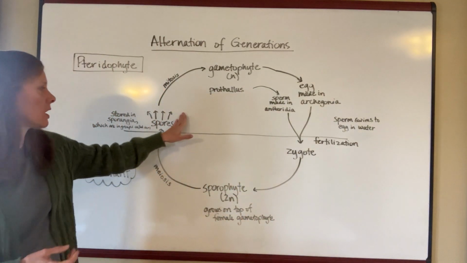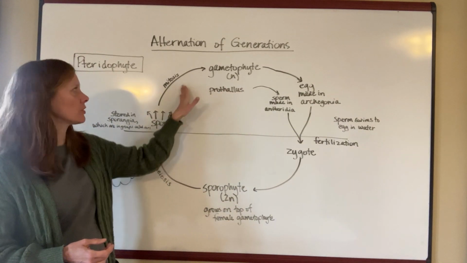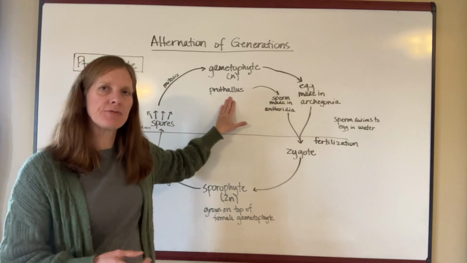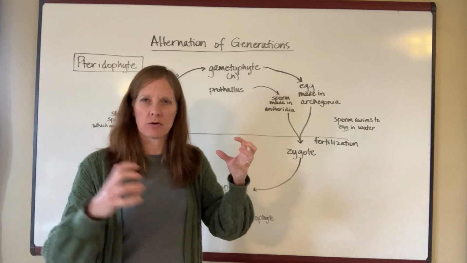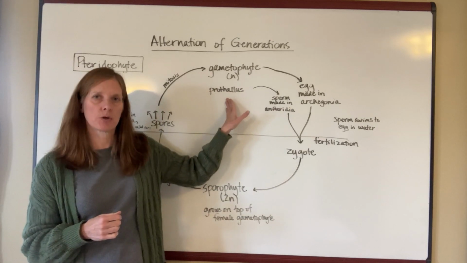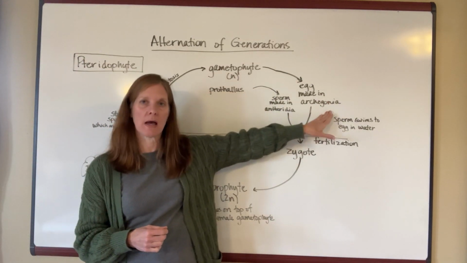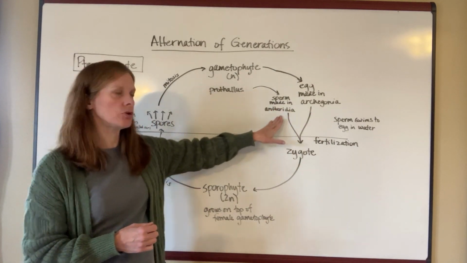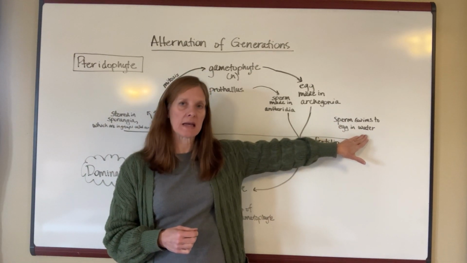So when the spores are released, and remember, they're the haploid generation, they're going to go through mitosis. The spores produce what's called a prothallus. If you remember in the bryophytes, we had one type of little plant structure that was male and another type of little plant structure that was female. But in a fern, there's just one gametophyte, and that's called a prothallus. The prothallus holds both the antheridia and the archegonia, as opposed to it being two separate structures. So just as before, your sperm is made in your antheridia, the egg is made in the archegonia, and then this sperm is going to swim to the egg in water.